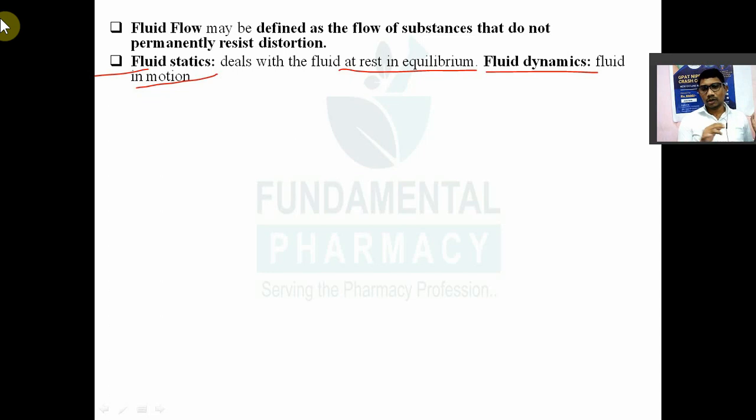Okay, so during this whole operation, the flow of fluid is very important. What kind of flow is there, whether turbulent or viscous, that will decide what type of equipment you have to use for the production. Okay, so remember, fluid static deals with fluid at rest or in equilibrium, and fluid dynamics deals with fluid in motion, right?